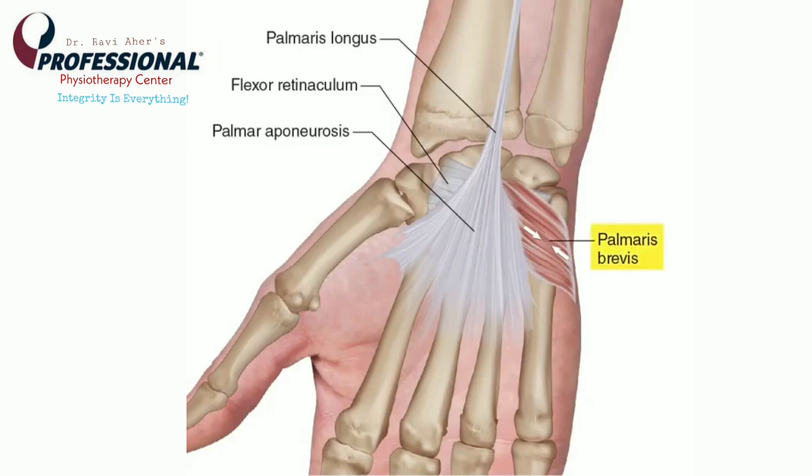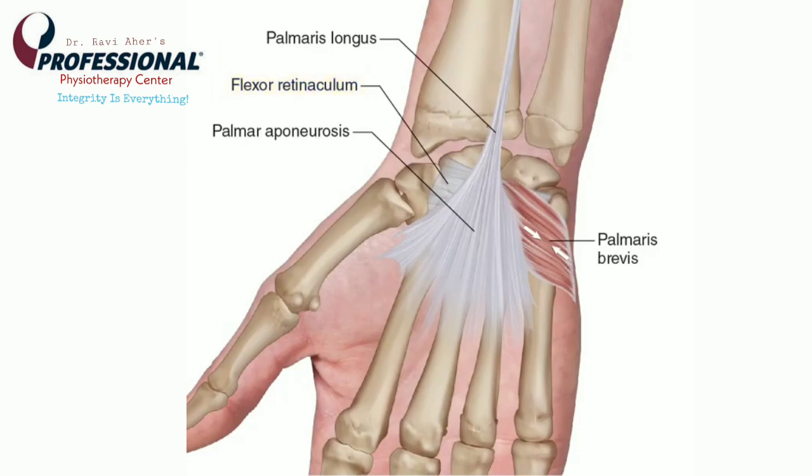And we are looking at the palmaris brevis muscle, an intrinsic muscle of the hand that overlies the hypothenar eminence. For context, we have also added into this figure the distal tendon of the palmaris longus, as well as its palmar aponeurosis distal attachment, and we have added in the flexor retinaculum.